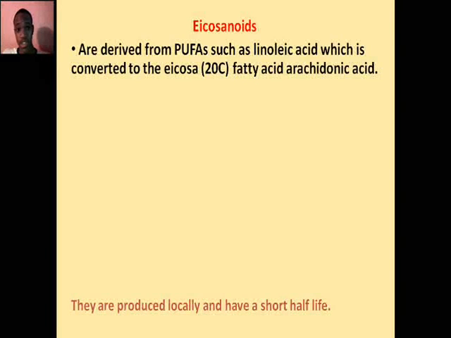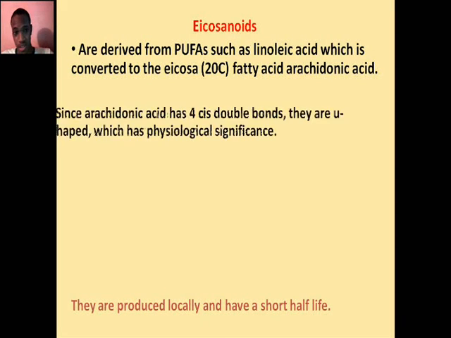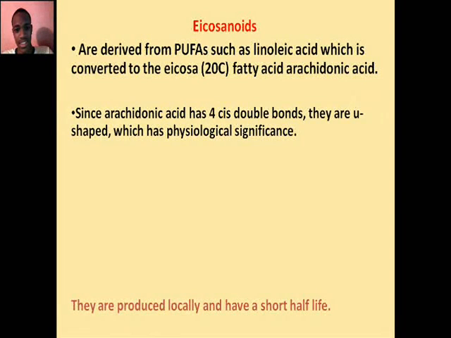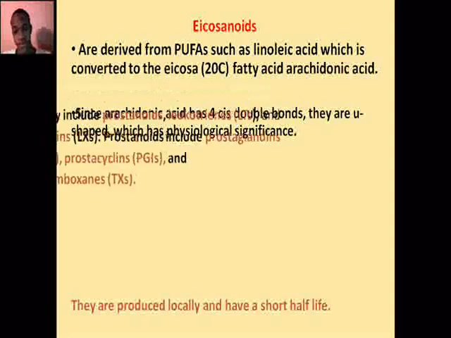Now, eicosanoids, as we mentioned previously, are derived from polyunsaturated fatty acids such as linoleic acid, which is then converted to a 20-carbon fatty acid known as arachidonic acid. And arachidonic acid is a polyunsaturated fatty acid because it contains 4 double bonds. Now, since arachidonic acid has 4 cis double bonds, they are U-shaped. Remember the cis double bonds, how we mentioned it before, that kink? So because you have 4 of those kink-shaped bonds, they are U-shaped, and this has tremendous physiological significance.